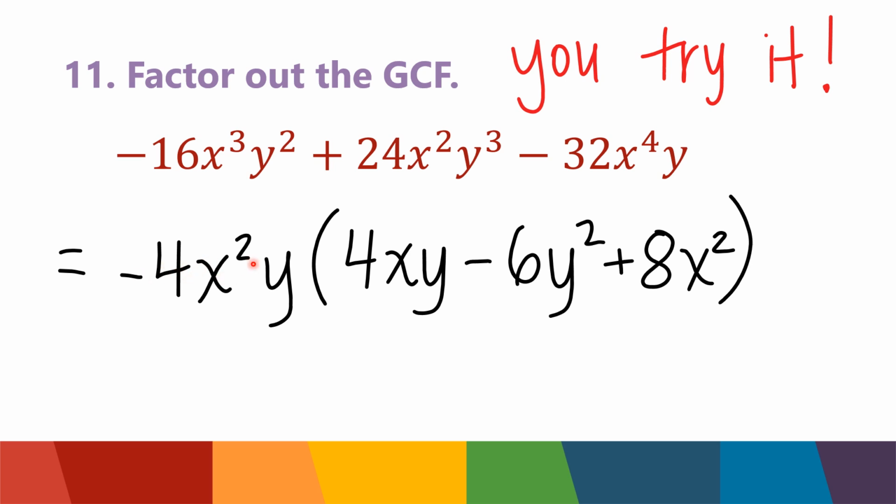Right, so I did negative 4x squared y, and when I divided everything by that, I was left with 4xy minus 6y squared plus 8x squared. So you can see the signs flipped. This one became negative, this one became positive. That was because I factored out a negative.